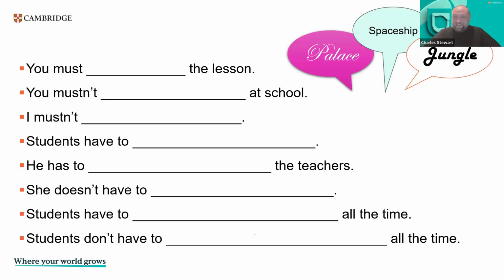Okay. The third sentence. I mustn't blank. I mustn't smoke. Yes. I mustn't fight. That's a good one. Bullying is not allowed. I mustn't scream. I mustn't talk back to the teachers. Absolutely. Okay, last one, the fourth one. Students have to respect the teachers, do their best, follow the rules, be quiet, wear uniforms.